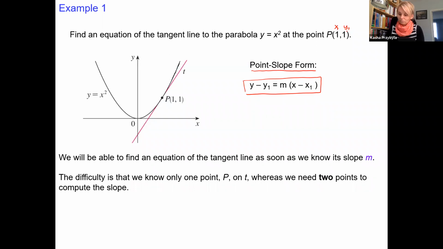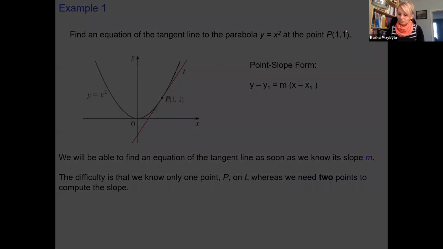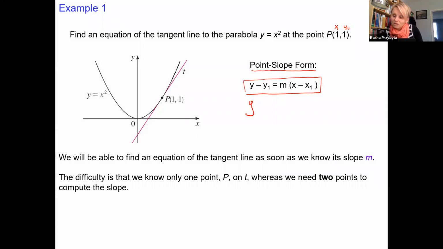That means I can say y minus 1 equals m, the slope, times x minus 1. And then I can rearrange to y equals mx plus b at the end. But what I need is that slope. That means this is the calculus. Because we do have a point, but how can I find the slope between the point and itself?